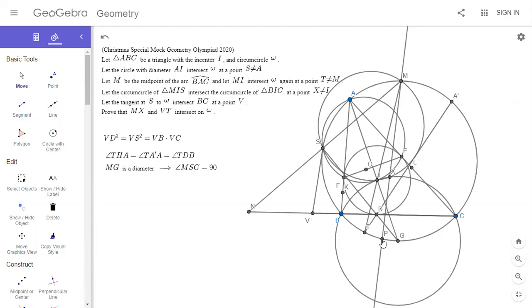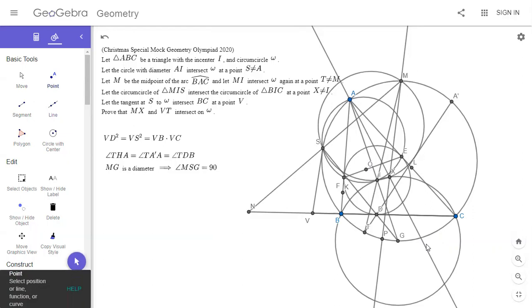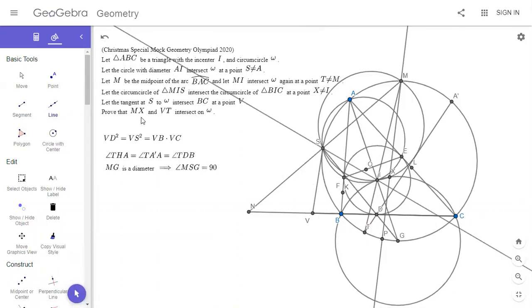Now, SI intersects the circumcircle of triangle ABC at the antipode of A. Or what intersects it at the antipode of A? The line SI. So you're saying this point is the antipode of A? Oh, SI, yes, SI intersects it at the antipode of A.